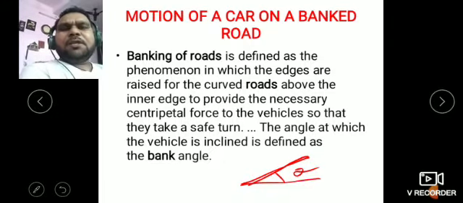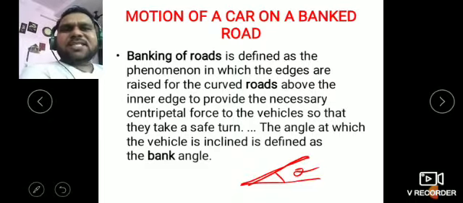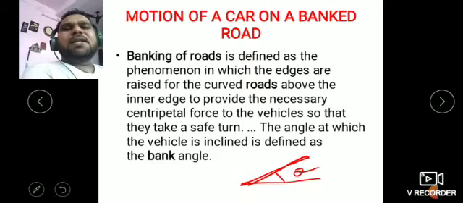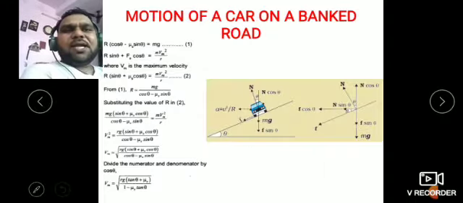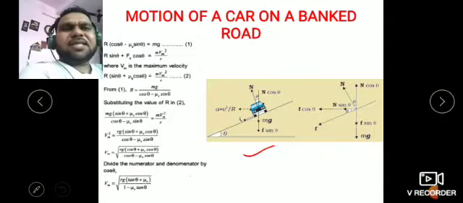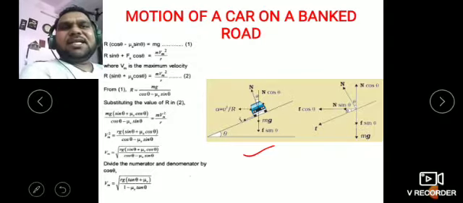We will use banking in case the frictional force between the car and the road is not enough to provide the necessary or sufficient centripetal force. So what will we do in that case? We will provide banking of the road. We are going to raise the outer surface higher in comparison with the inner surface. We will study it mathematically in our next slide. You are raising the outer surface higher in comparison with the inner surface at an angle theta. Theta is the angle of banking.